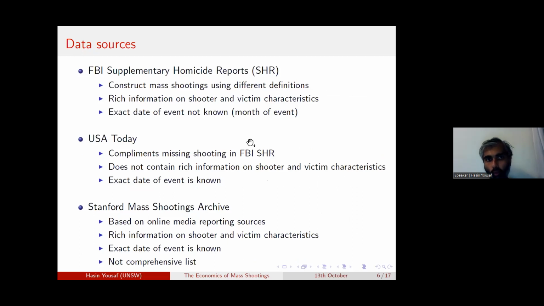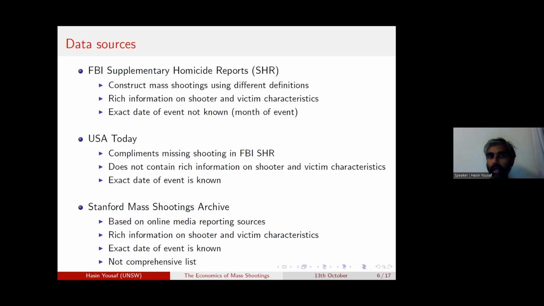So what are the main data sources to measure mass shootings? One of the main sources, the most comprehensive way of measuring mass shootings, is the FBI Supplementary Homicide Reports, called FBI SHR for short. This is a very good database that does not only have mass shootings. As the name suggests, it's a complete homicide report: potentially any death that occurs in the US that's reported to the local police, and that is captured by the FBI in this database.